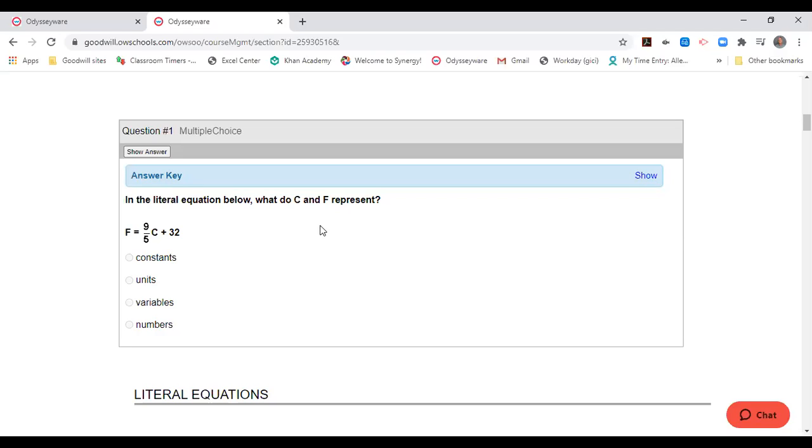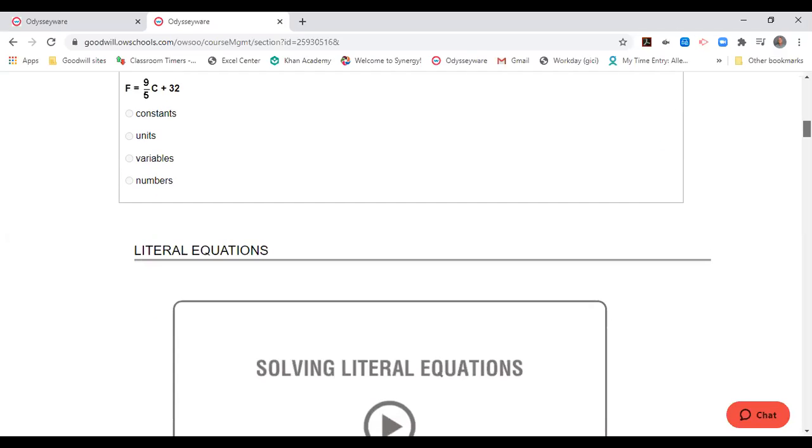So if you travel to other parts of the world, of course, now your phone app is going to give you the correct temperature in whatever location you're at, if you want it that way. But this is a good example of a literal equation that is used in more of a scientific setting. If you know that it's 20 degrees Celsius, you can figure out how much that translates to in Fahrenheit.